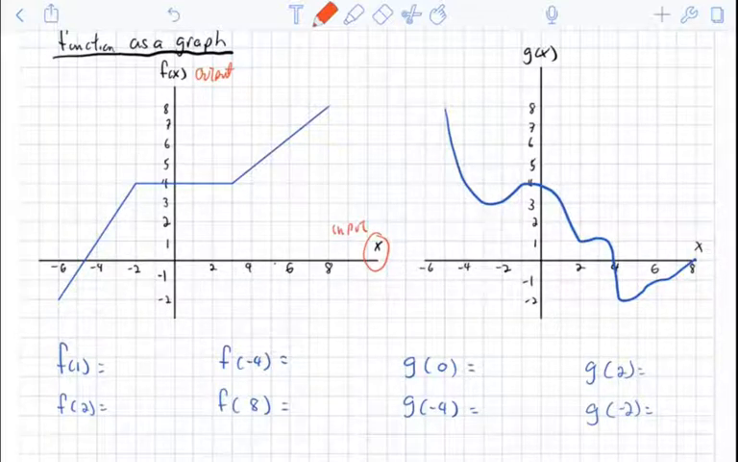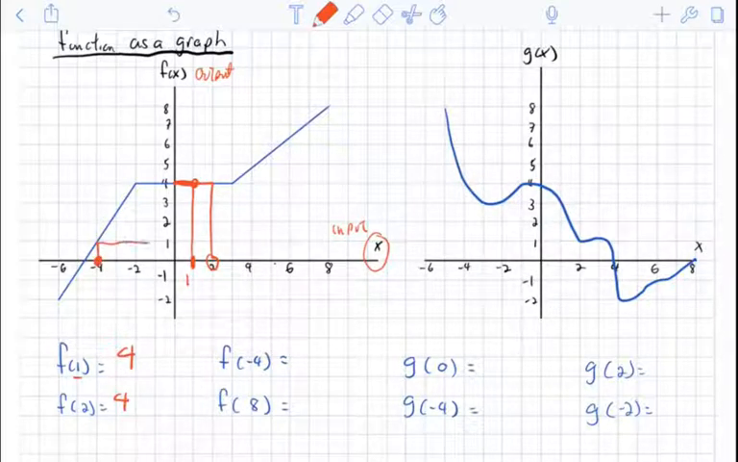So when x is equal to 1, the input's 1, you go to 1 on the axis. And then you go straight up or down till you meet your function, right there. And then you look at how high off the axis you are. So the output of that is 4. When x equals 2, the output is 4 again. When x is equal to minus 4, that's here, the output is plus 1. When x is equal to 8, the output is plus 8.